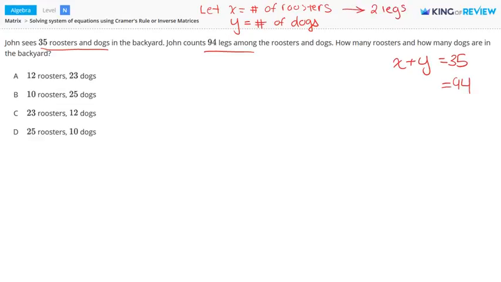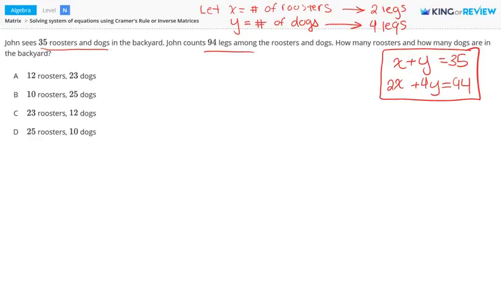So to get the total number of rooster legs that are in the backyard, you'd multiply 2 times the number of roosters. That's 2x. And dogs, well, dogs have 4 legs. So to get the number of dog legs that are in the backyard, you'd multiply 4 times the number of dogs. So 4 times y. So 2x plus 4y equals 94. We have now set up a system of equations here, where x represents the number of roosters and y is the number of dogs. Now we just need to solve for x and y.